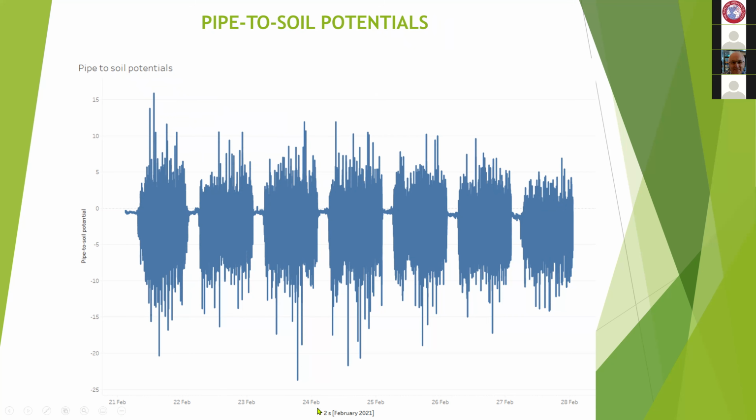And the interesting thing to look at is we've got plus 15 volts, whereas actually we don't want to go more positive than minus 0.85 volts. And down here, you've got minus 24 volts, which is a lot more than the minus 1.2 we want.